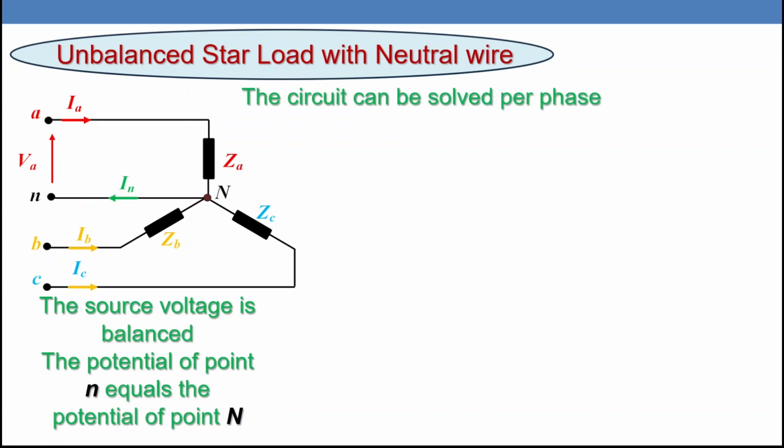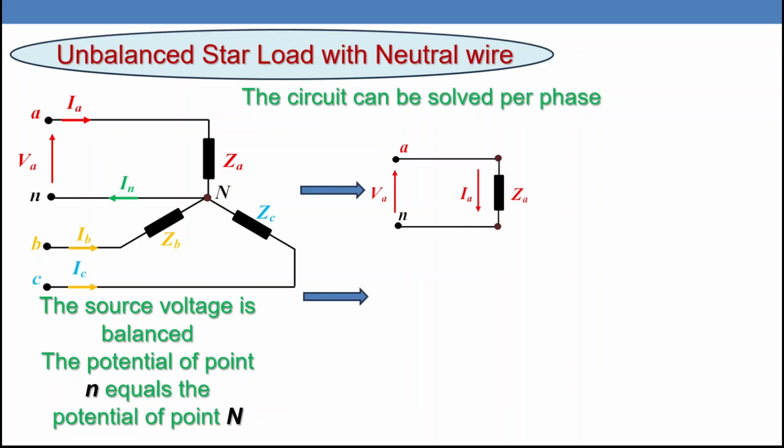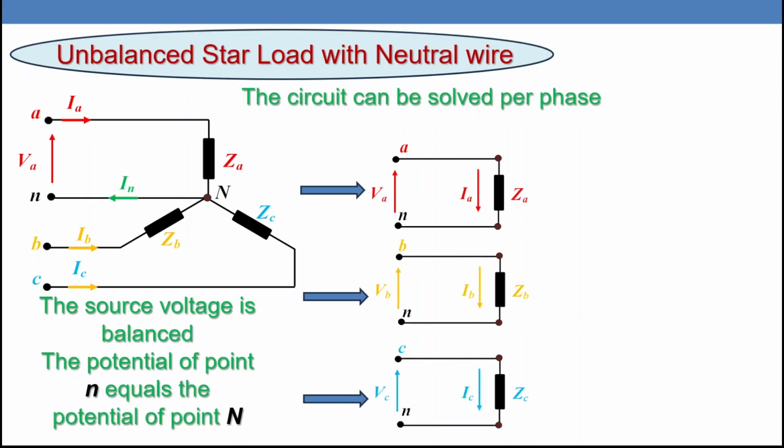Identical to the unbalanced delta load, we are going to have 3 circuits. So we have VA applied to ZA, VB applied to ZB, and VC applied to ZC. In this case, the currents are IA equals VA over ZA, IB equals VB over ZB, IC equals VC over ZC. So the problem is easy, but the difficulty here is that we need to solve the problem 3 times.